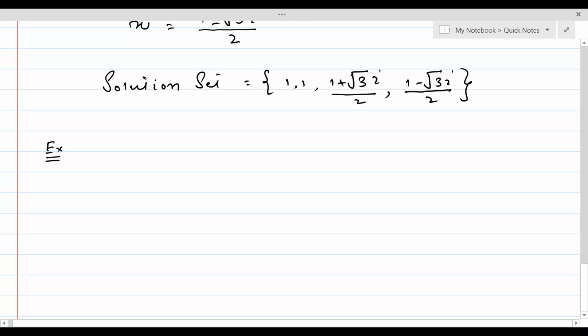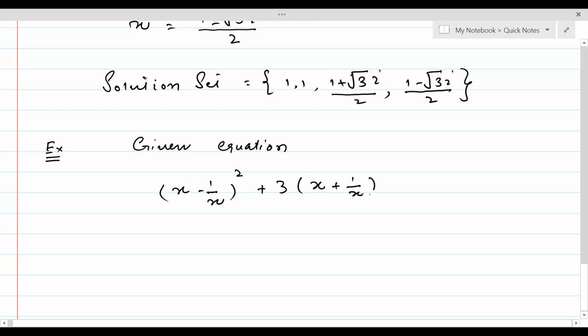And this example, given equation is x minus 1 over x whole square plus 3 times x plus 1 over x plus 1 over x equal to 0.